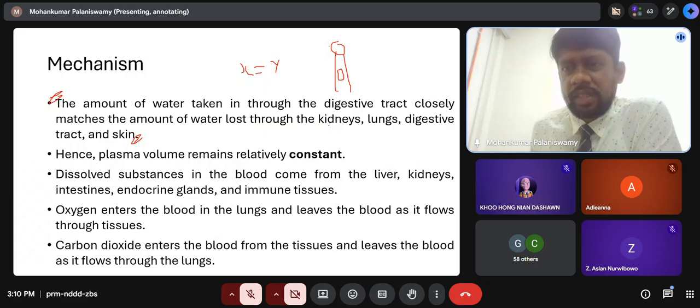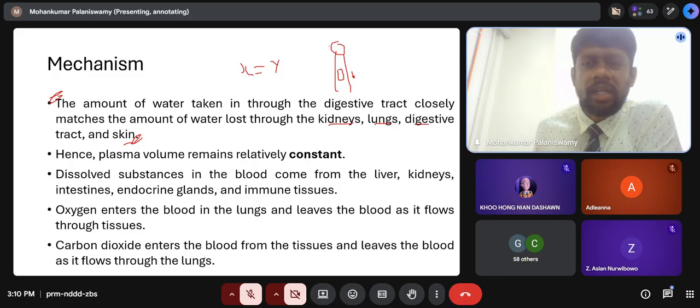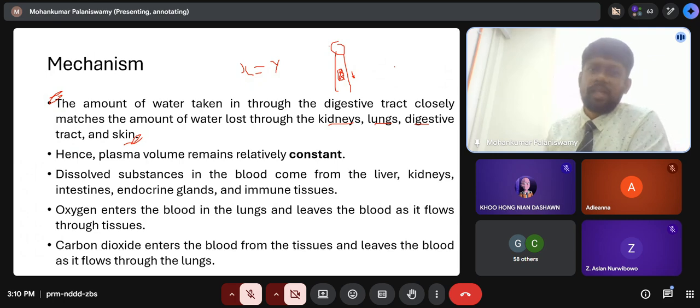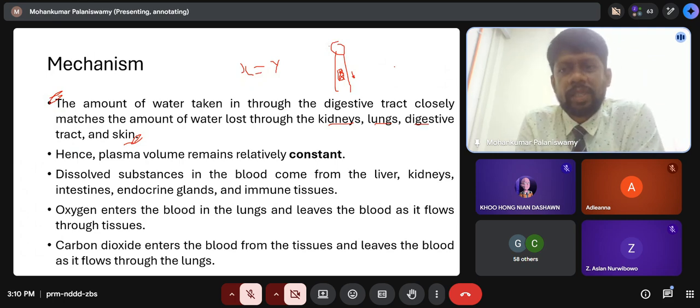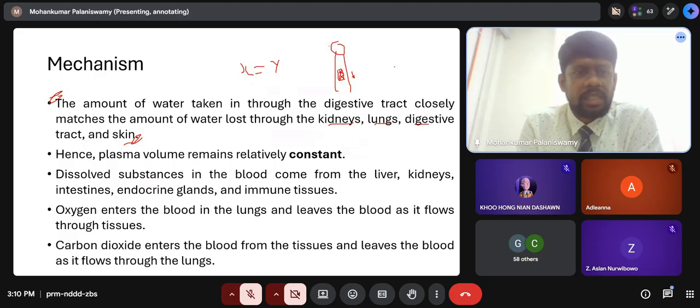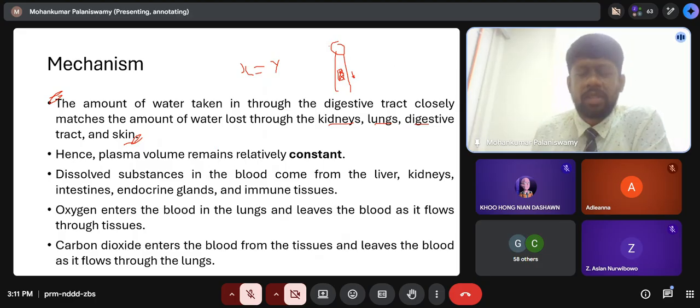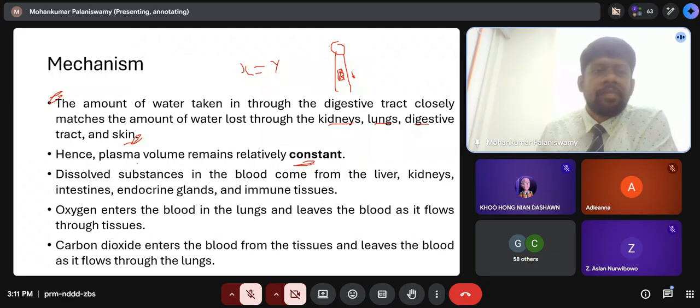Because of the functions of the kidneys, lungs, digestive tract, and skin, the amount of water is reduced. Whenever we drink, or eat any food or fruit, the water content from those things will replenish the water content present in our body. So it is always like X equal to Y. The amount of water taken through the digestive tract is always equal to the amount of water lost. That's it. Next is, since plasma volume remains relatively constant, that is the reason the plasma volume present in our body is always constant.